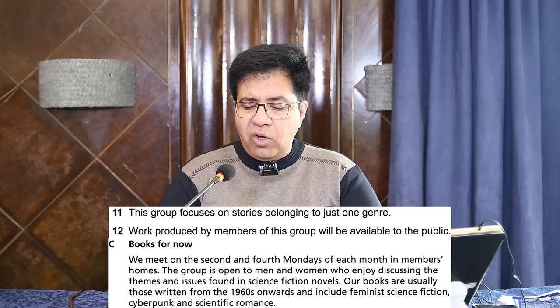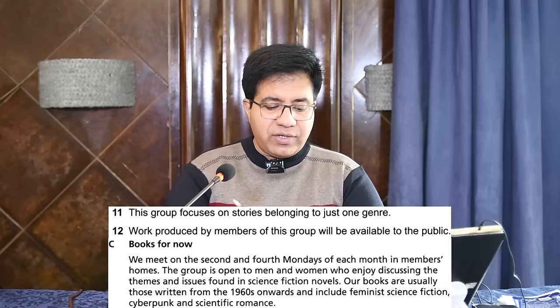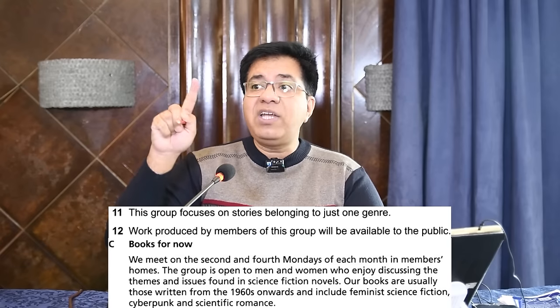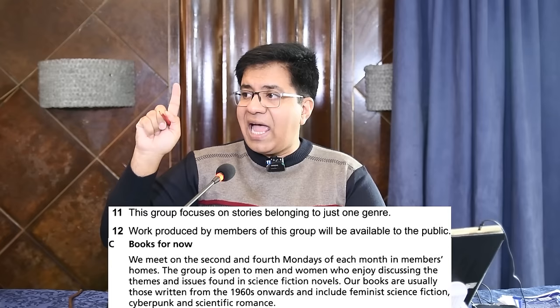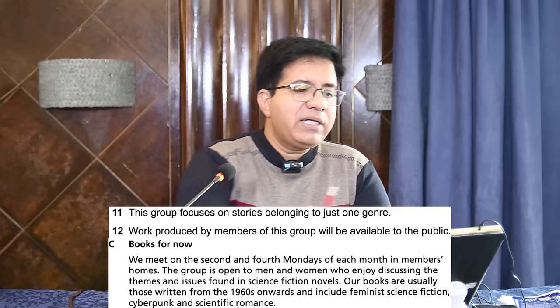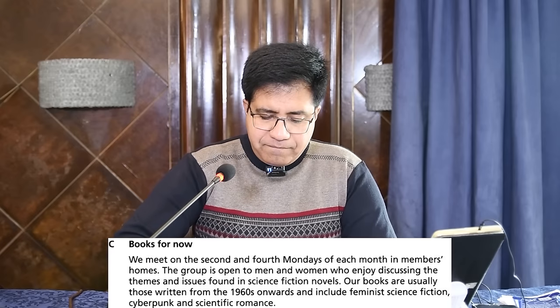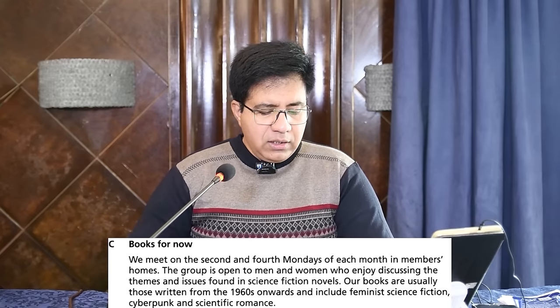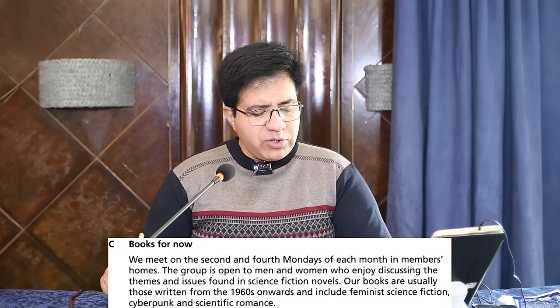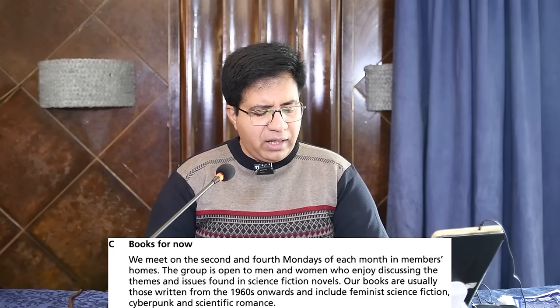This group focuses on stories belonging to just one genre. And what is that one genre? Science fiction. Science fiction novels, one genre. Genre means type. One type only, and that type is science fiction novels. Question number 11, the correct answer is option C. Now you should cross 11 also from the list. Okay, now we go on. I'm reading C, third last line. Our books are usually those written from 1960s onwards and include feminist science fiction and all that.